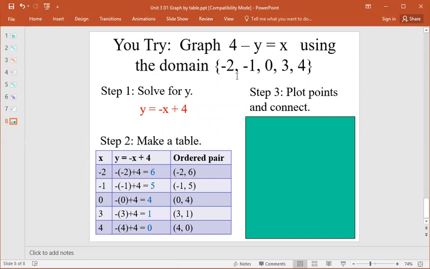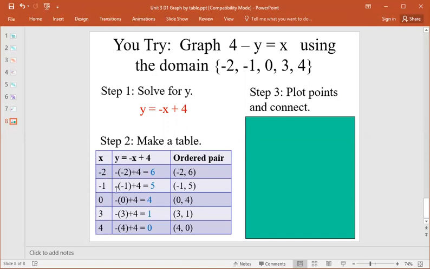So our domain values are right here on the left. Our equation is up at the top. We plug in. Be very careful because you have the negative in front of the x. So it's the negative times the -2, or -1 times -2. And negative times negative is positive, so 2 plus 4 equals 6. And that's where our ordered pair of -2, 6 comes from.